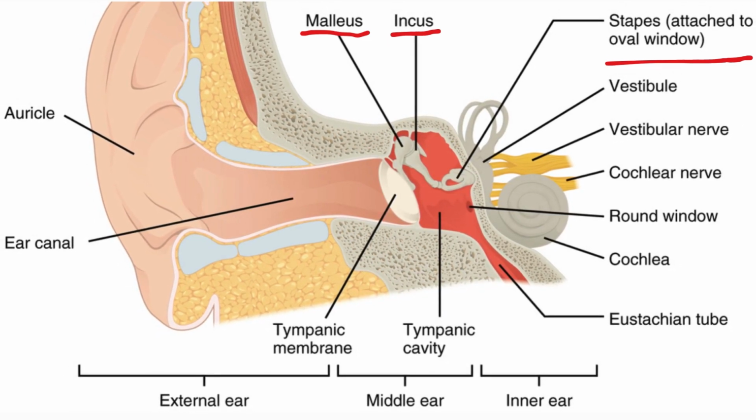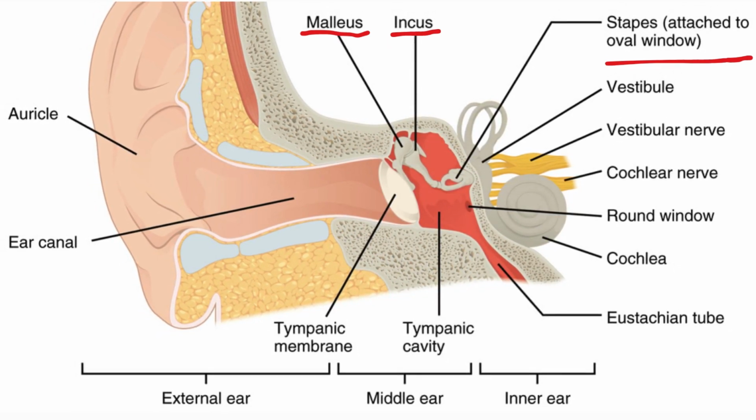It contains three tiny bones called the ossicles: the malleus (hammer), incus (anvil), and stapes (stirrup). The ossicles act as a transmission system, converting sound vibrations from the eardrum into mechanical vibrations and amplifying them. The malleus is attached to the eardrum while the stapes connects to the inner ear.